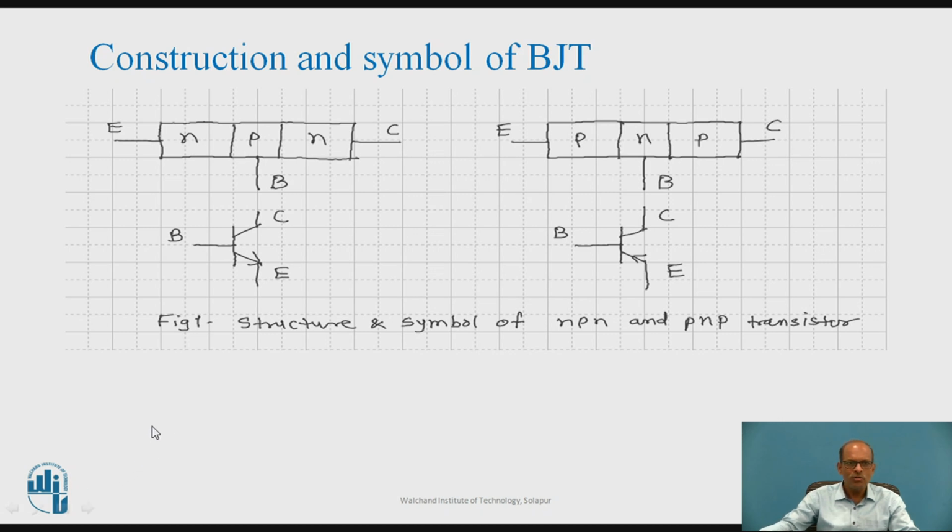Now figure 1 shows the structure and symbol of NPN and PNP transistor. So this is construction of NPN transistor and symbol, and this is for PNP transistor. So BJT consists of 3 layers, and the terminals are brought outside, which are named as emitter, base and collector.